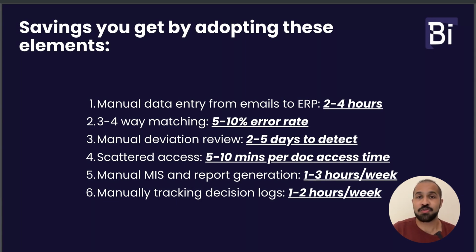Scattered access, so to just access a simple spreadsheet that's in a system separate from the one you're using, it can take 5 or 10 minutes to just open the document. Manual MIS and report generation, 1 to 3 hours per week, and manually tracking decision logs to create a clean audit trail, 1 to 2 hours per week. Now, these are the conservative figures that we have found based on our conversations with stakeholders and our research, but the actual figures are much higher.